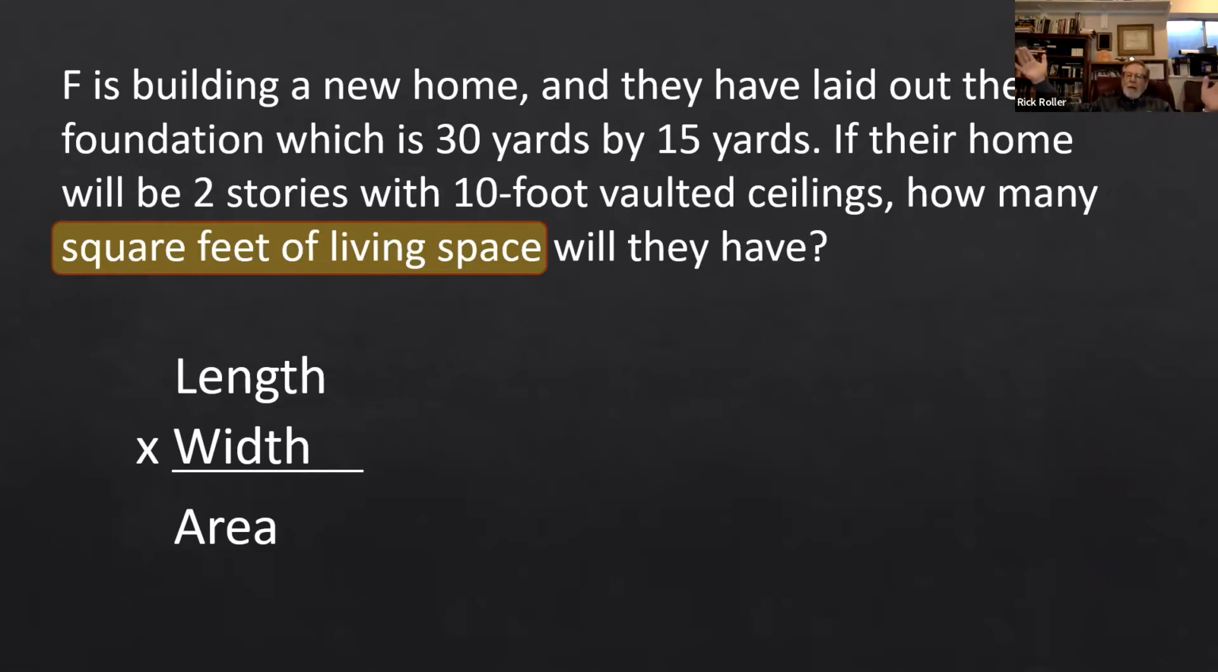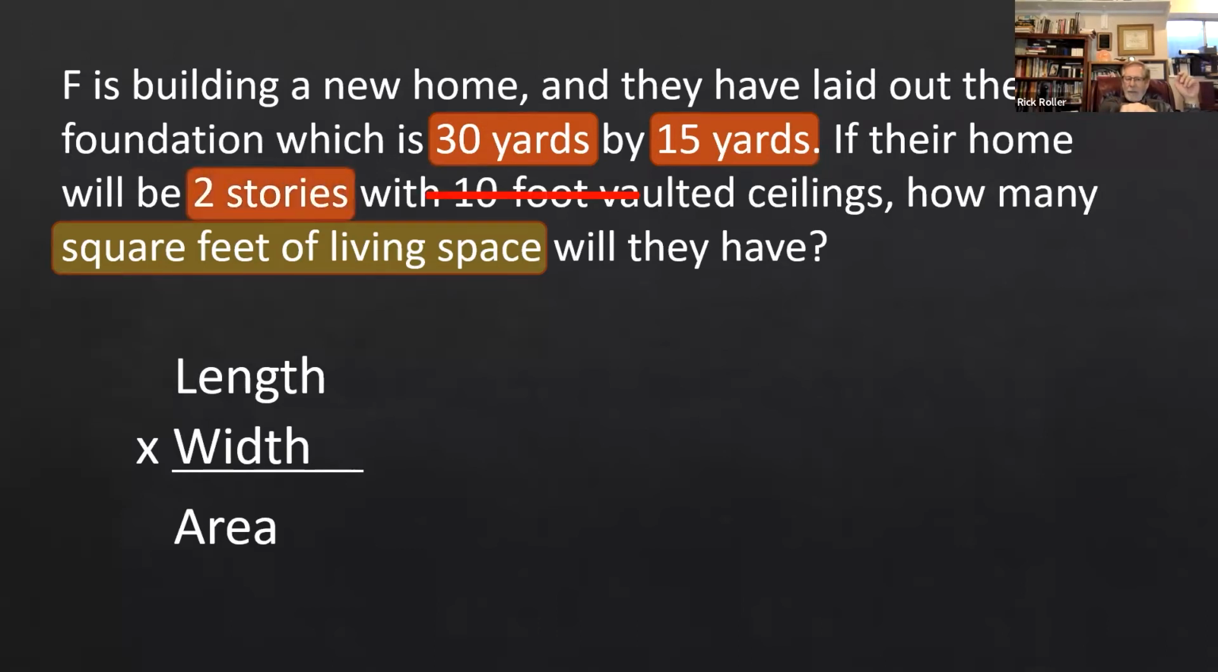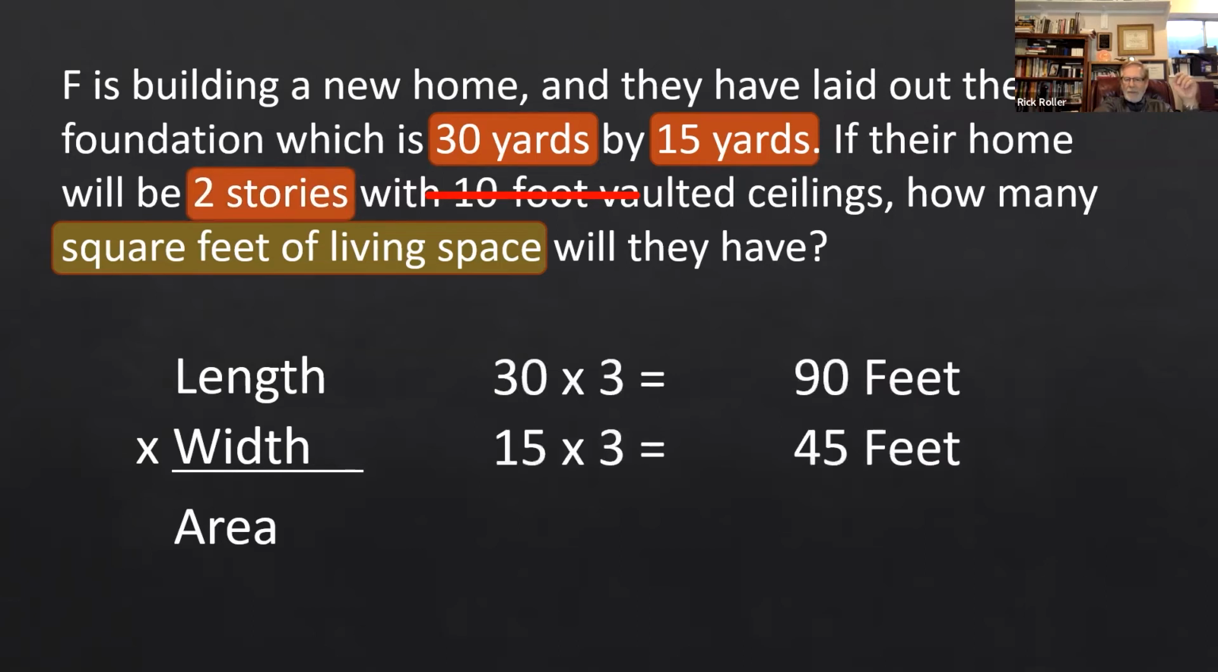The yardsticks we used to get years ago were 3 feet, so there's 3 feet in a yard. If we take our 30 yards by 15 yards, and it's 2 stories, we don't need the 10 feet. Here's what we're looking at: 3 times 30 is 90 feet by 15 times 3 is 45 feet. It was 30 yards by 15 yards, and because there's 3 feet in a yard, that's 90 feet by 45 feet.